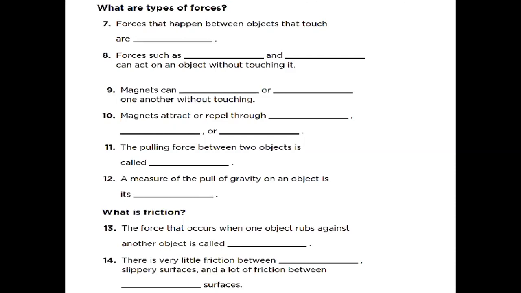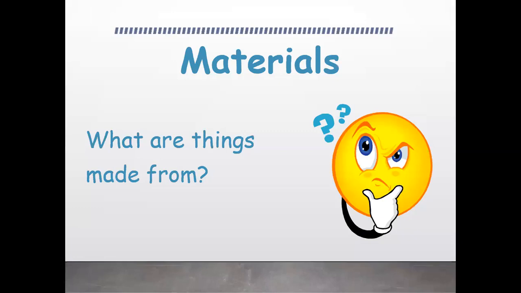Fourteen, the last one. There is very little friction between what? Slippery surfaces, between smooth surfaces, and a lot of friction between rough surfaces. Excellent. So we have finished the forces. We're not going to talk about them again. Now we're going to start our new lesson.